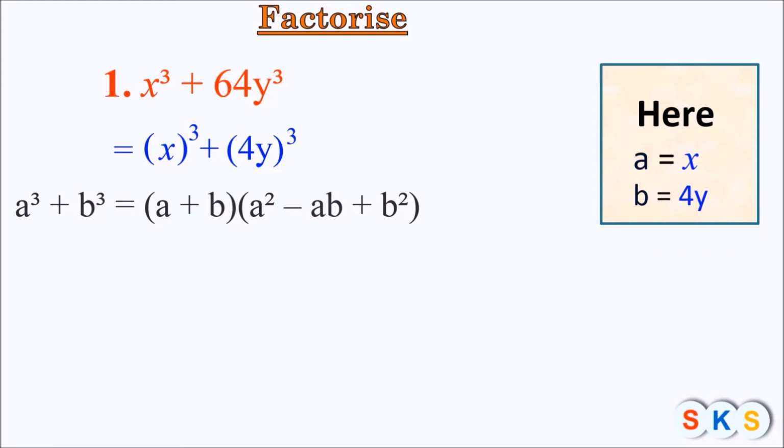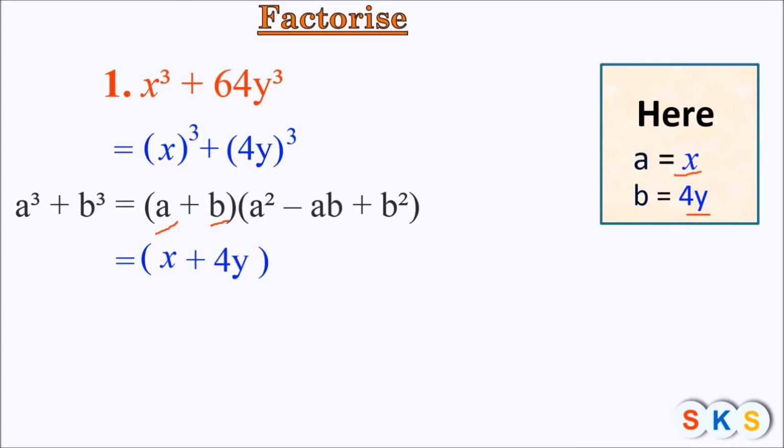Now we are going to substitute the values of a and b in this formula. So, equal to, you can see that here we have the first term a. What is a over here? You can see that in the box, a is x, and the second term is b, and here b is 4y. So we will substitute the values of a and b in this first bracket. So let's see what we will get here. We will get x plus 4y, close the bracket.